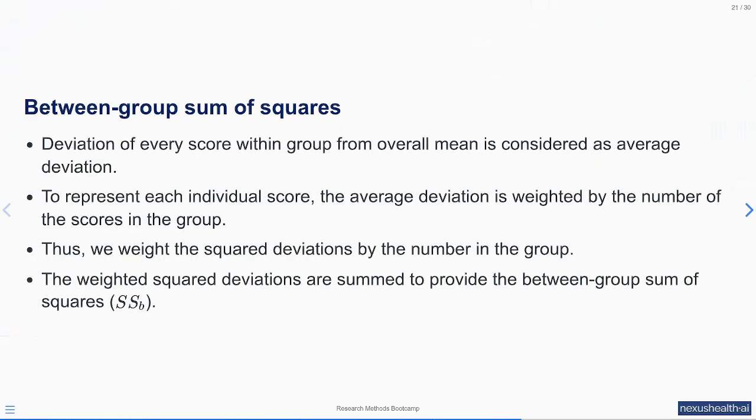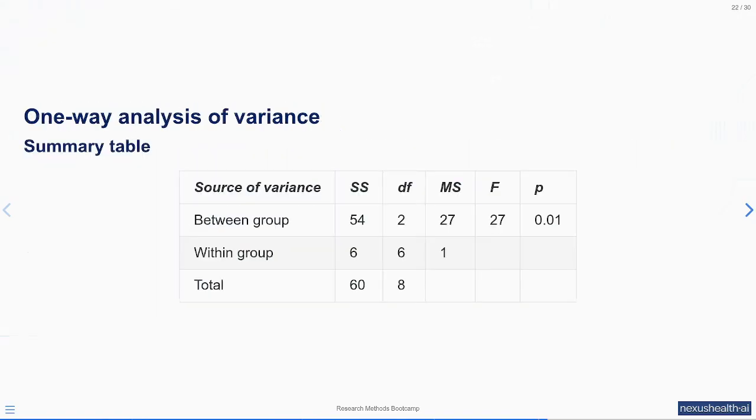So what does that tell us? The between group sum of squares, we got 54. So we have a summary table. If we look at our summary table, you can see here that the between group is 54, the within group is 6, and the total is 60. So these are all the figures we got. As you can see, 54 plus 6 gives us 60. So we arrive back at our total, which we had already calculated earlier.